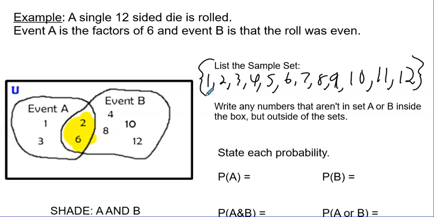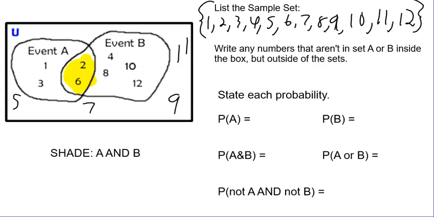Event A is the factors of 6, so numbers that make 6 through multiplication. So 1, 2, 3, and 6. Event B is evens, 2, 4, 6, 8, 10, 12. Now it says write any numbers that aren't in either one. Well, that would be the numbers 5, 7, 9, and 11. None of those numbers are factors of 6, and none of them are even.